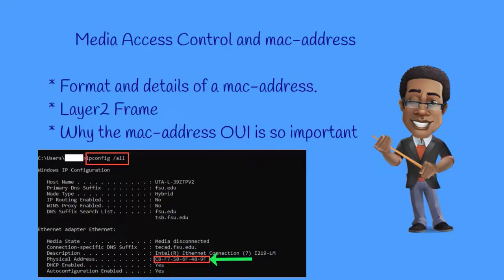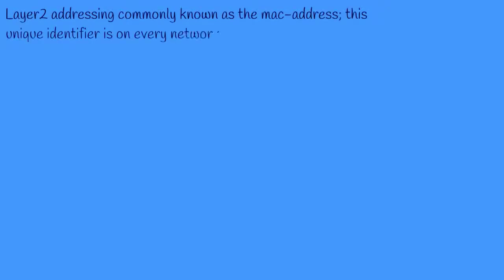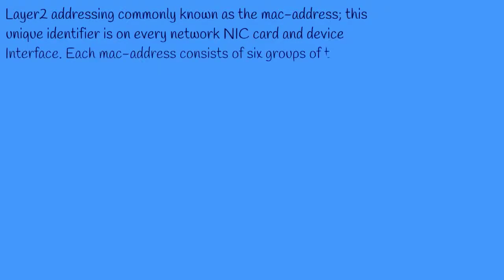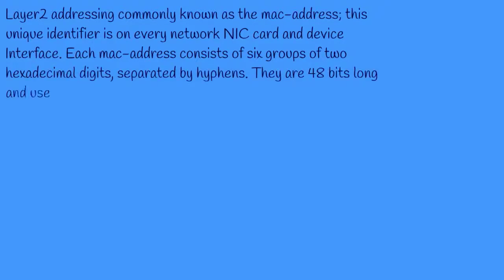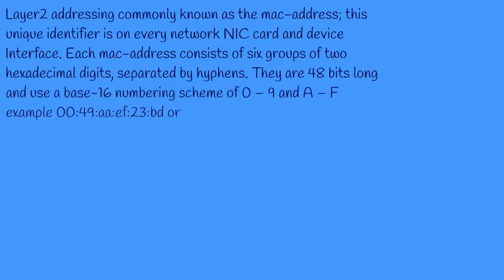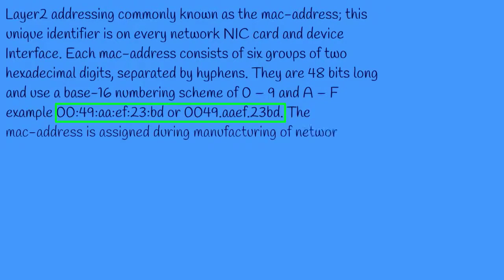Right here, we see an example of a MAC address down here where it says physical address on this screenshot we got from a command prompt. Layer 2 addressing, commonly known as the MAC address. This unique identifier is on every network NIC card and device interface. Each MAC address consists of 6 groups of 2 hexadecimal digits separated by hyphens or a colon. They are 48 bits long and use a base 16 numbering scheme of 0 through 9 and A through F. An example is shown here in this slide.